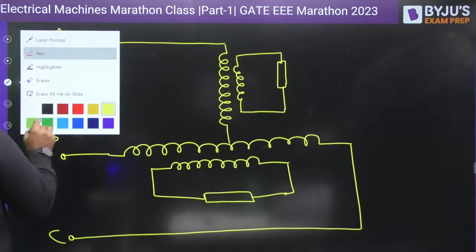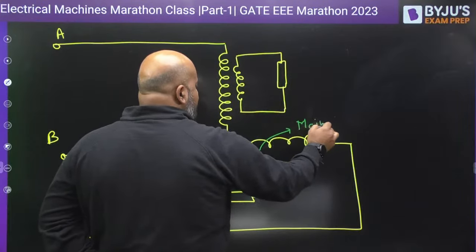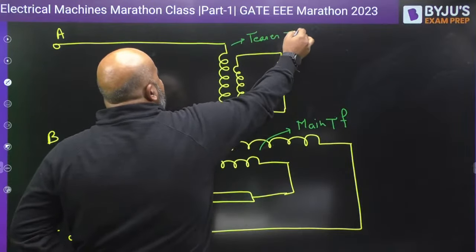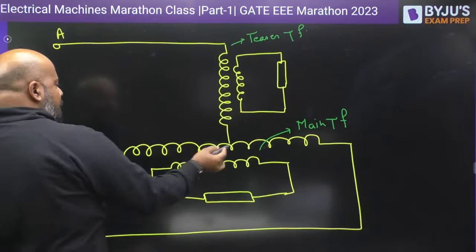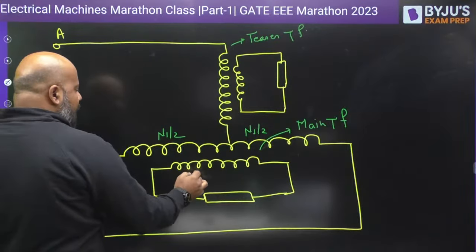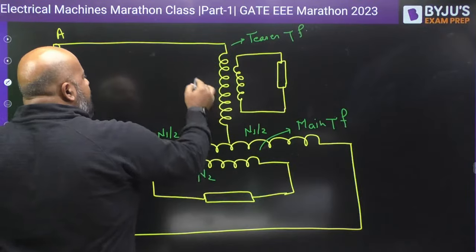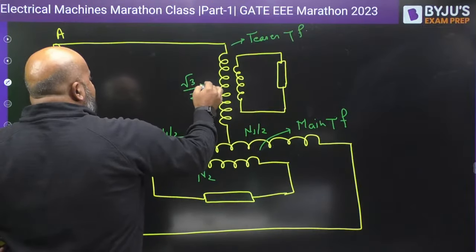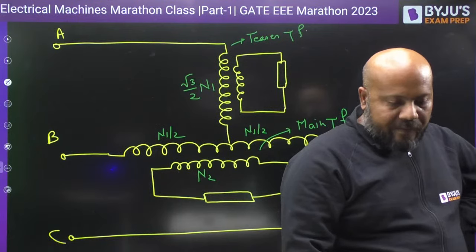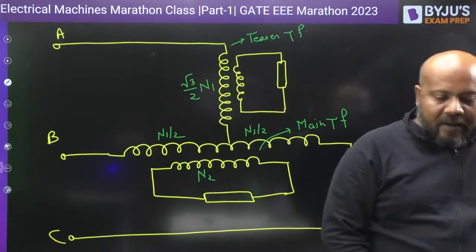This is called the main transformer. This is the teaser transformer. The number of turns here is N1 by 2, here it is N1 by 2, so total it is N1, and this is having N2. Now the number of turns for this teaser transformer primary is root 3 by 2 N1. You have to remember this, root 3 by 2 N1. I hope it is clear for everybody.